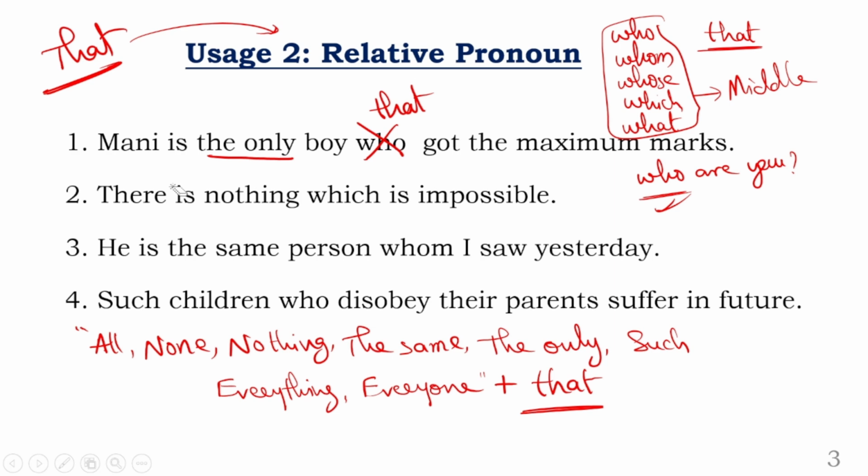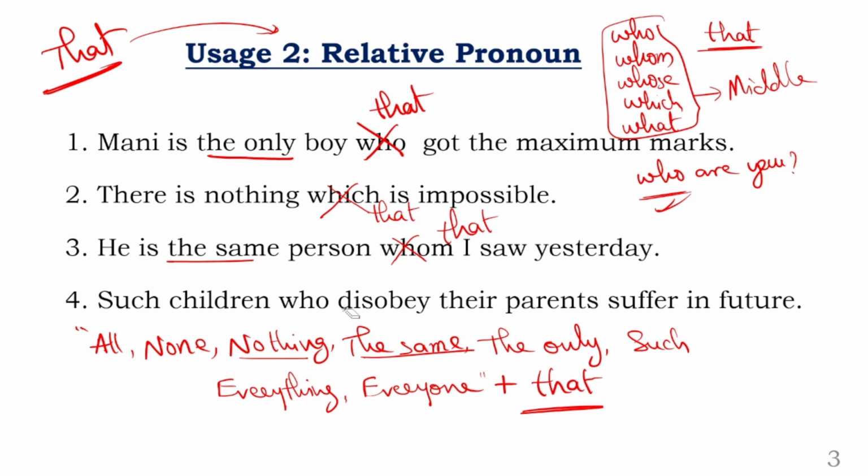What is this one? Second one, there is nothing which is impossible. The word nothing, is it given or not? Yes, here. So the word which cannot be used, the word should be replaced by that. Next, he is the same person whom I saw yesterday. Do you see this combination, the same? Look at this combination here, the same. So whenever you see the same, you should not use the word whom, there should be that.